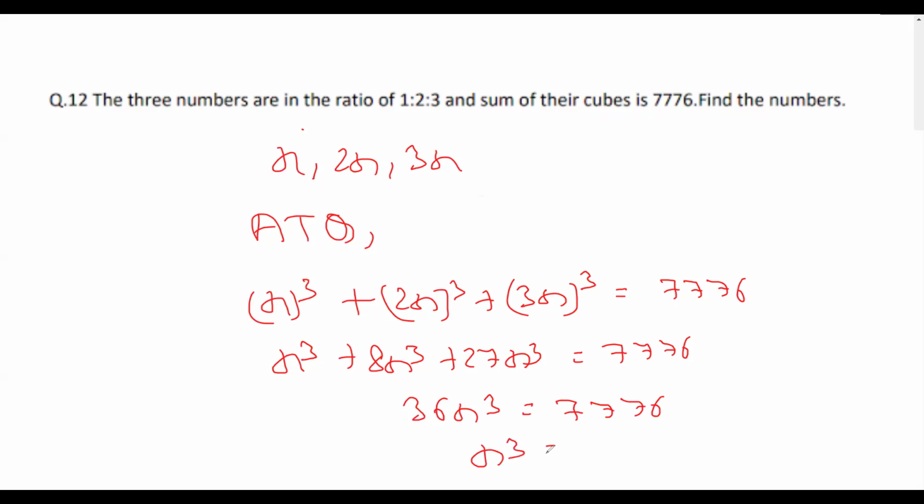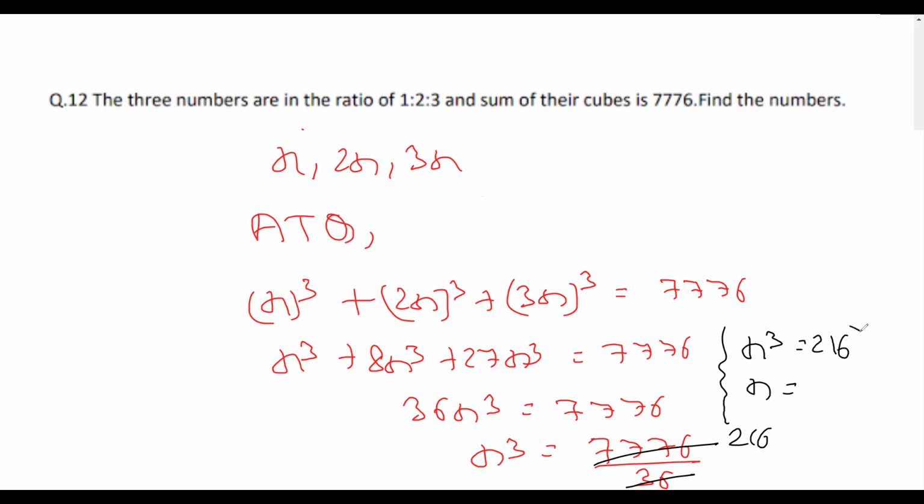What next? We'll be transposing 36 to the other side. That means dividing by 36. Now you may reduce it by 6 first. So I'll do it directly. I know that this is exactly divisible by 36, like 7776 divided by 36. So what we got here is x cubed as 216.